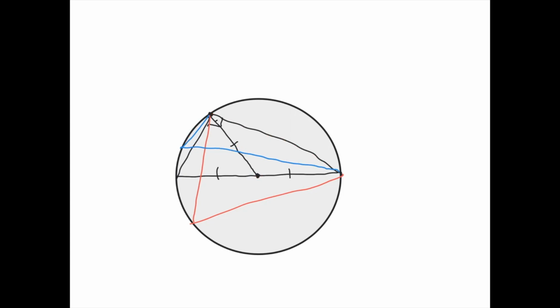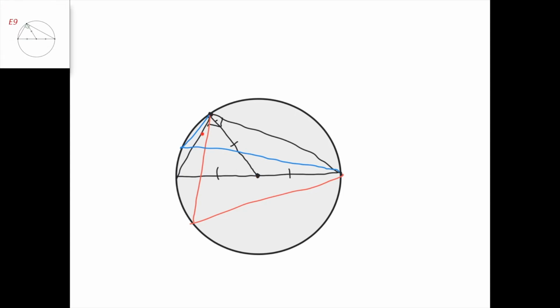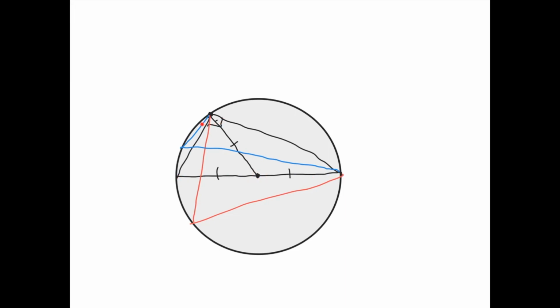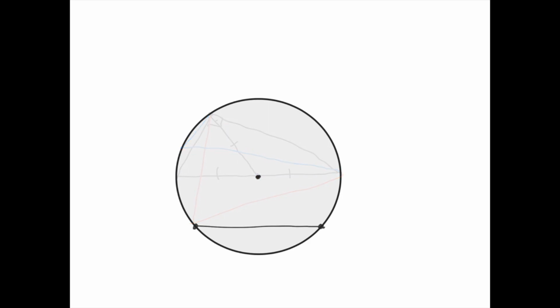And so the answer is, if all three angles in a triangle are less than 90 degrees, then the center lies inside. If one of the angles is 90 degrees, then the center lies on the hypotenuse. It is the midpoint of the hypotenuse. And if one of the angles is larger than 90 degrees, then the center lies outside of the triangle. So let's recap.